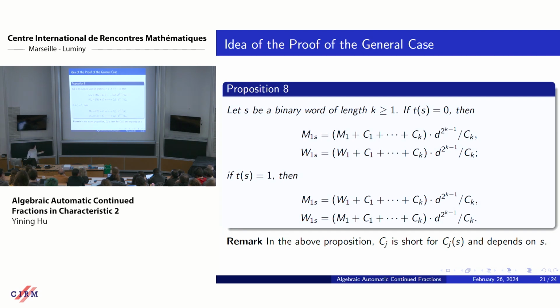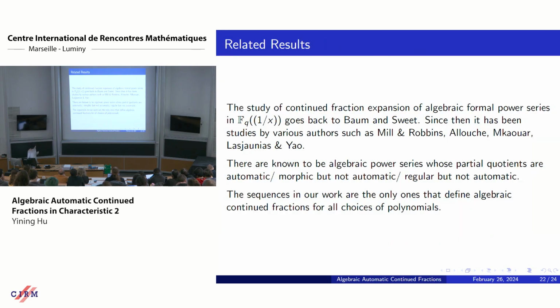Okay, that is all for the proof, the idea of the proof. And next, I will talk about the related results in the literature. So our point of view is we started with automatic sequences, and we looked at the continued fractions that they define.